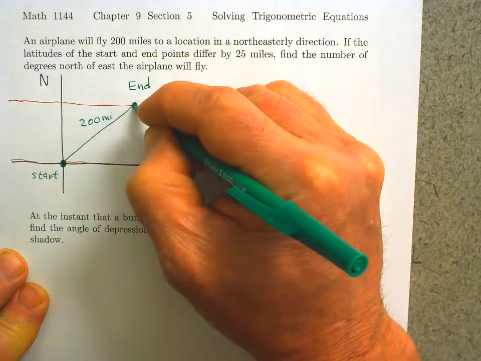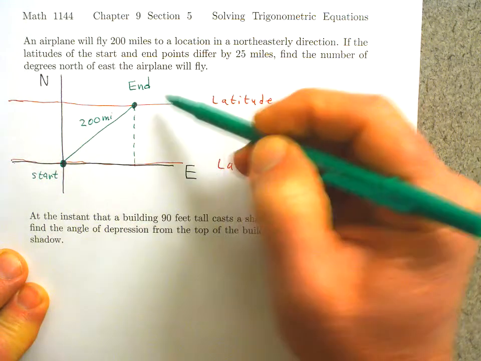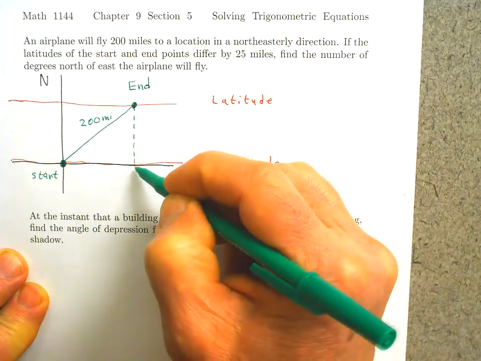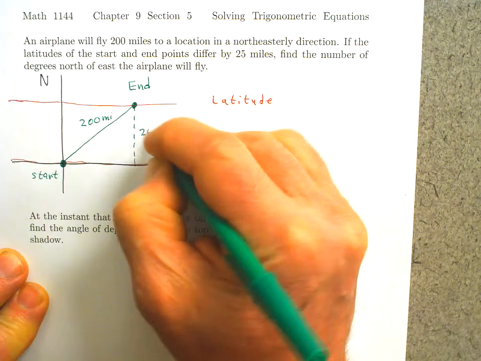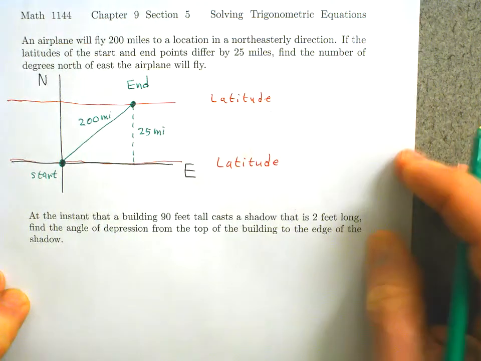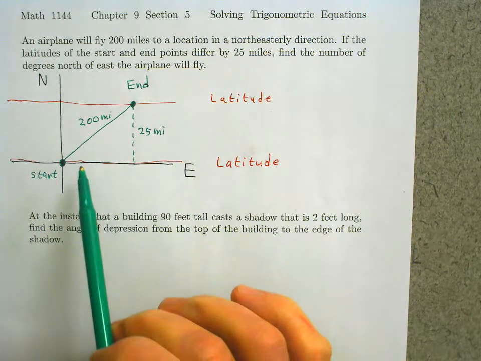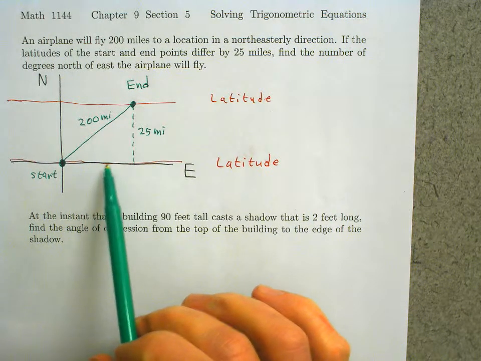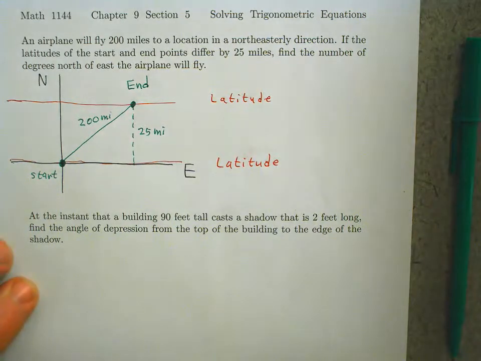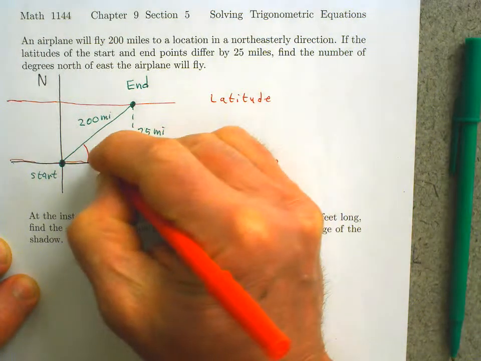So the distance from the latitude above and the latitude below is 25 miles. Okay, the angle north of east is this angle. Let's call it theta.